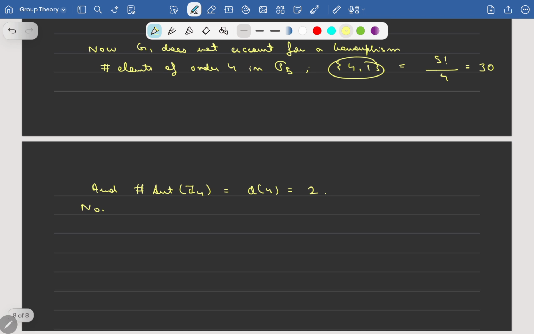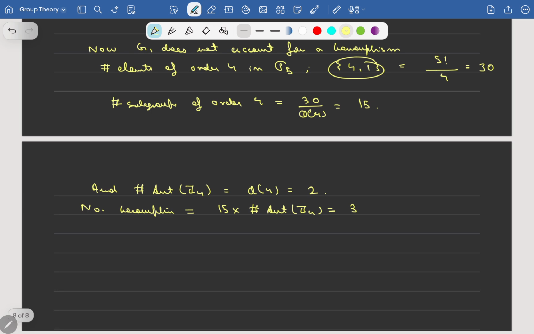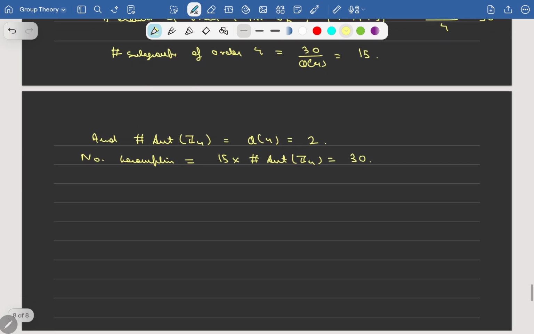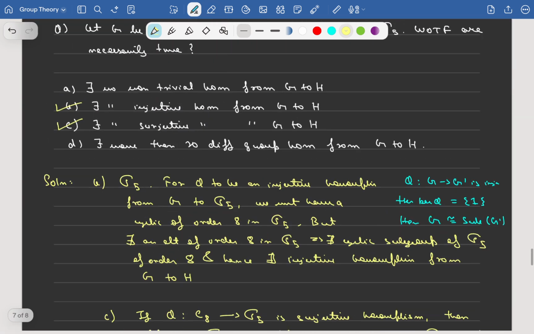So number of homomorphisms equal to, so therefore what is the number of subgroups of order 4? Number of subgroups of order 4 is equal to 30 by phi of 4, which is 2, so it just comes out to be 15. So therefore the number of homomorphisms here should be 15 times the cardinality of the automorphism group of Z4, which is again 30. So we already accounted for more than 20 homomorphisms, and hence option D must be true as well.